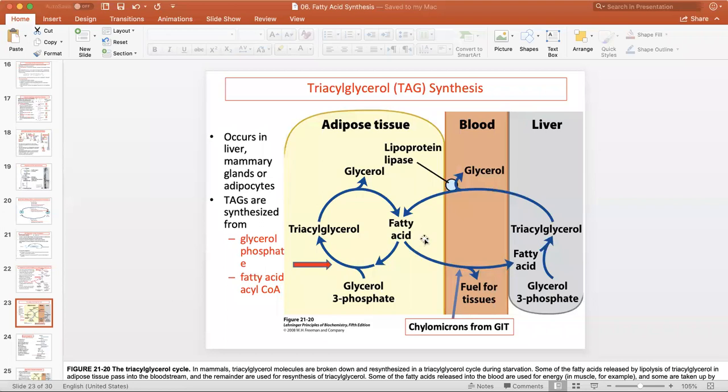So what we do is, we are taking food, it's coming in. Chylomicrons, for example, are bringing all the fatty acids. It's going inside the adipose tissue, or it is going into the liver.